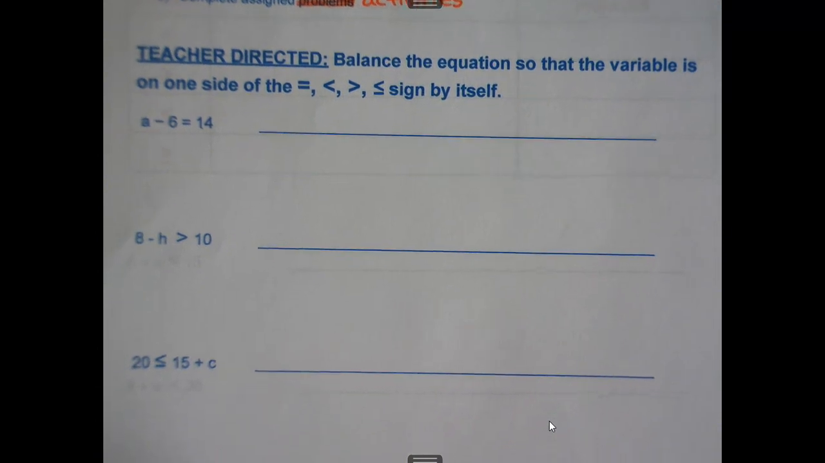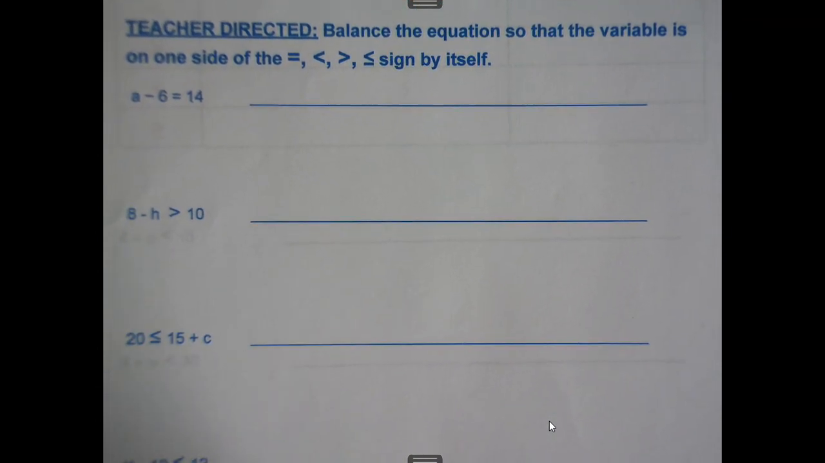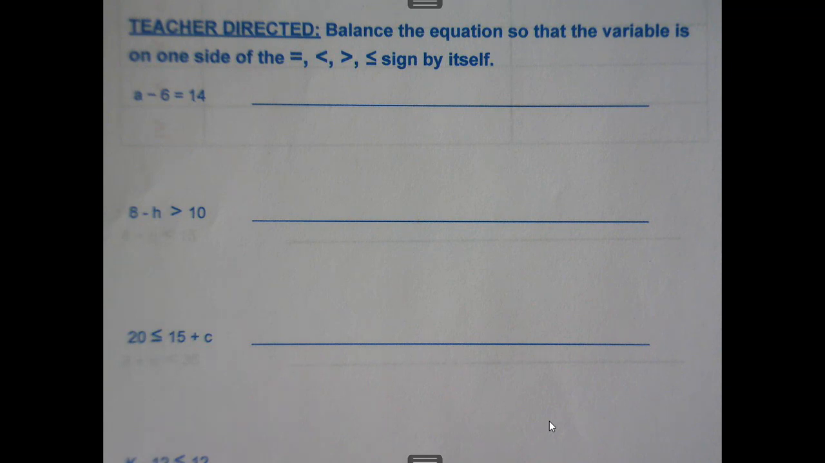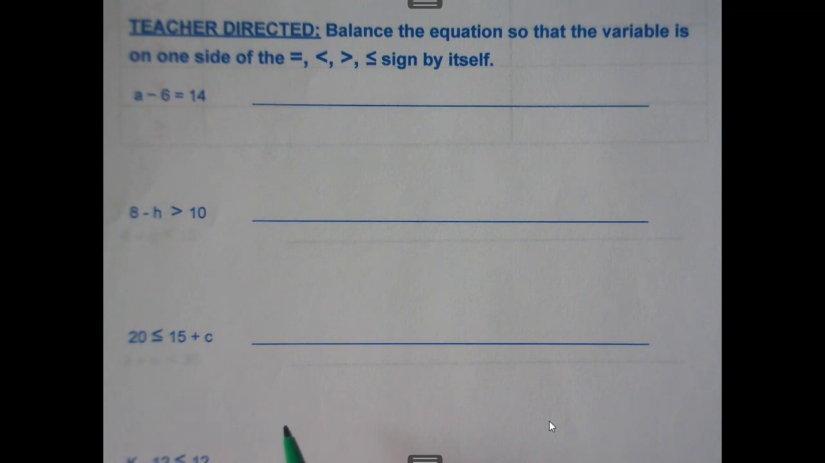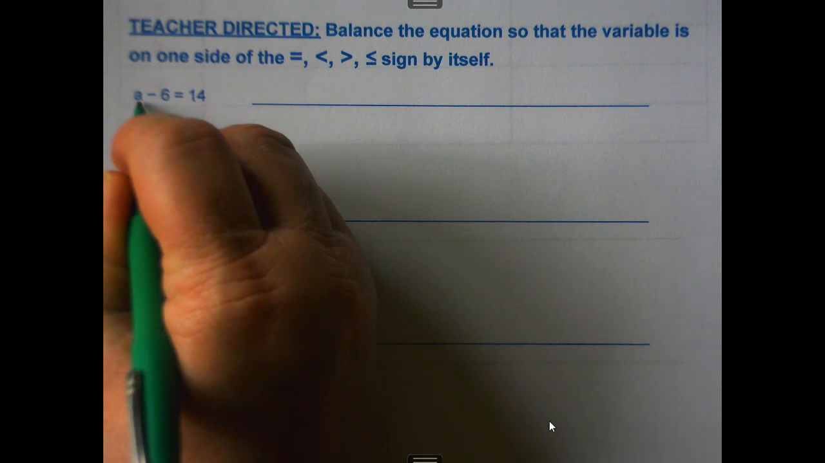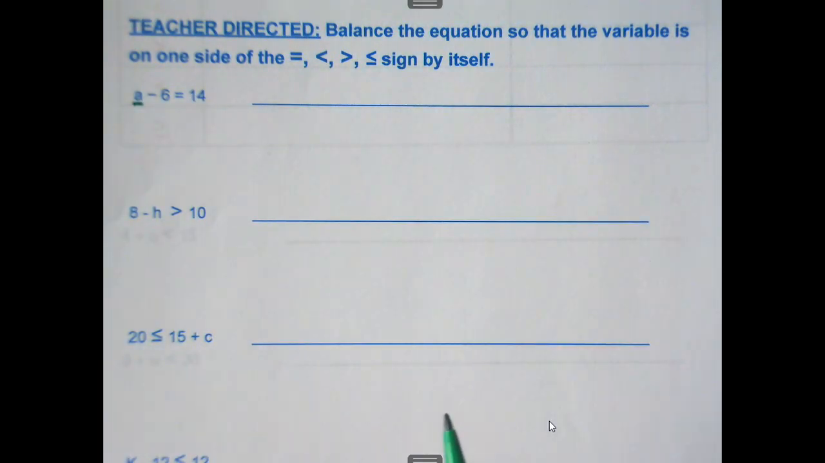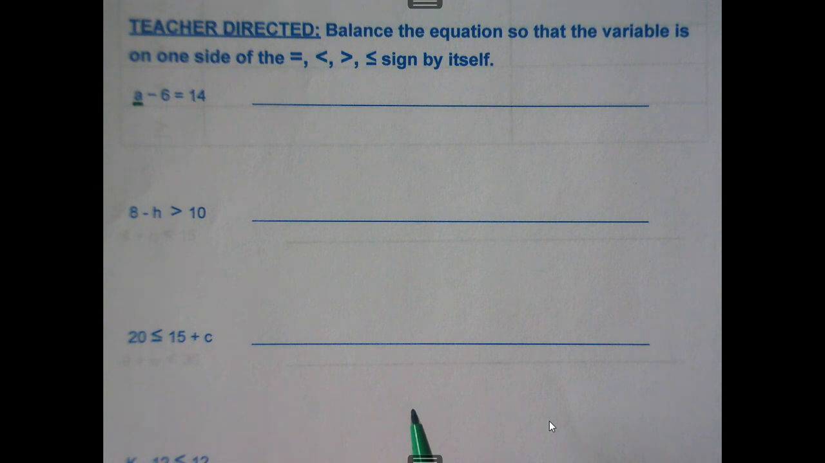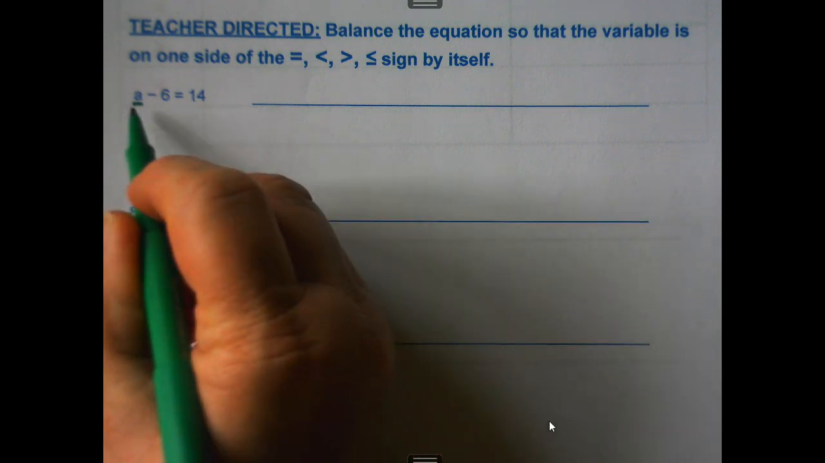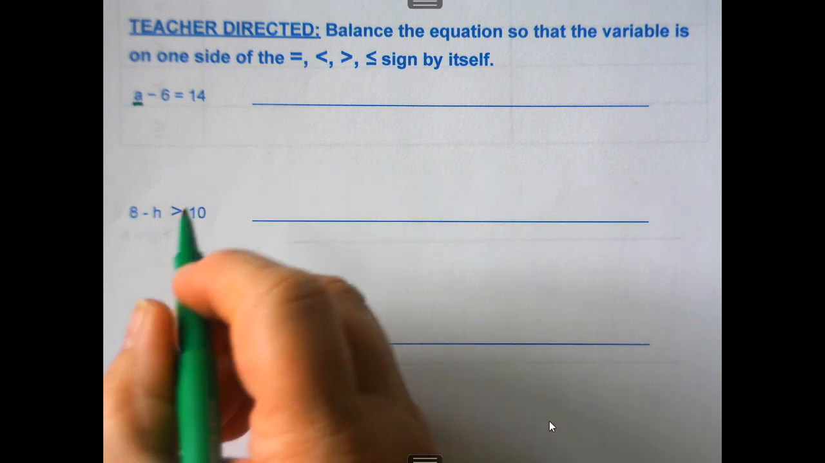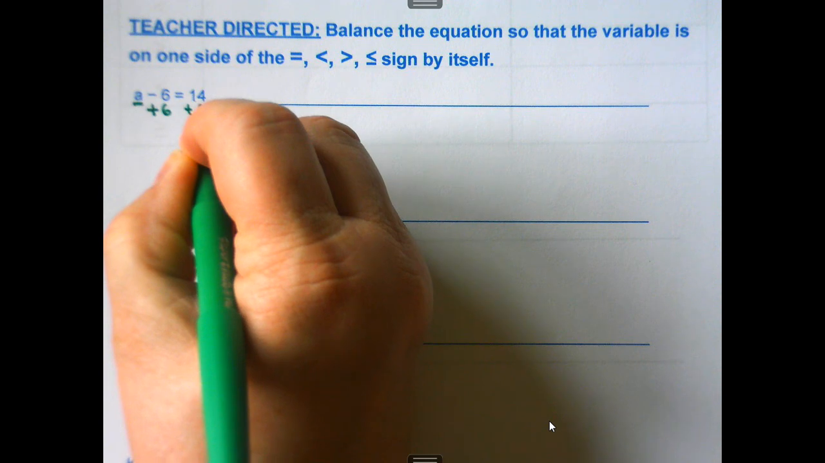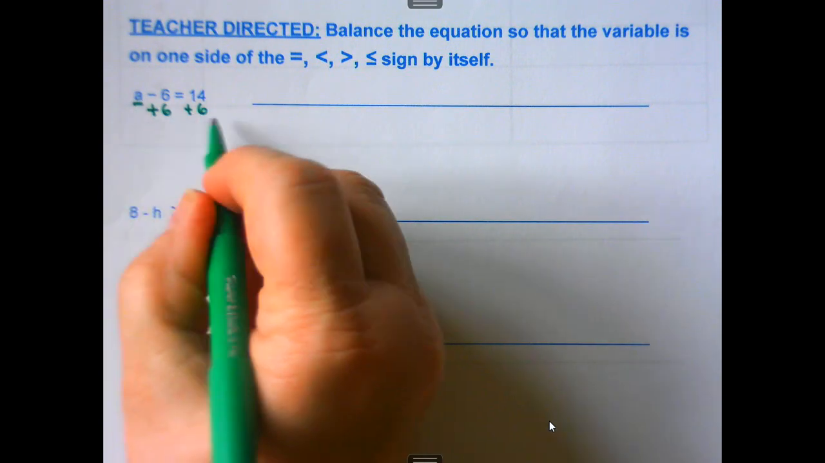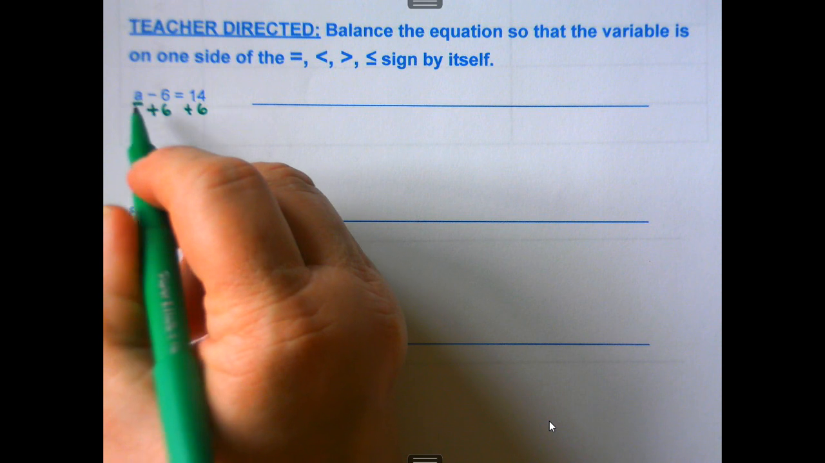So moving into what we're going to be talking about together, just like we did yesterday, we are going to be trying to balance the equation. So what we do to one side of the equal sign, we're going to do to the other side in an effort to get the variable by itself. Our variable in our first equation is the letter A. We have A subtract 6 equals 14. I'm going to be adding 6 to both sides of this equation, balancing what I'm doing so that I can get the variable by itself.